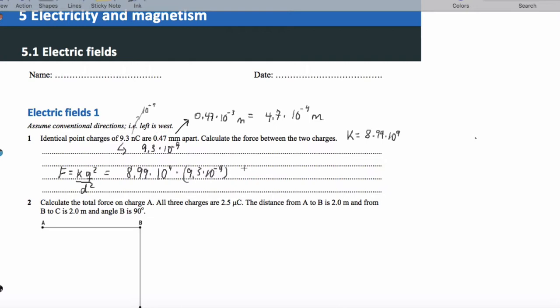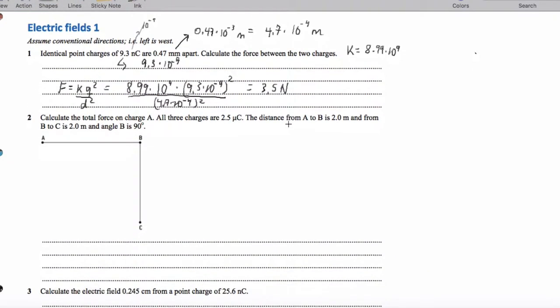And we're going to square that because it's both those charges. They're identical charges, one charge times the other. Normally it's Q1 times Q2, but since they're identical, I'll just square it. And then the distance here is 4.7 times 10 to the negative 4th, and we'll square that. When we run through those numbers, we're going to end up getting just about 3.5 newtons. And that actually means it's a repulsive force.